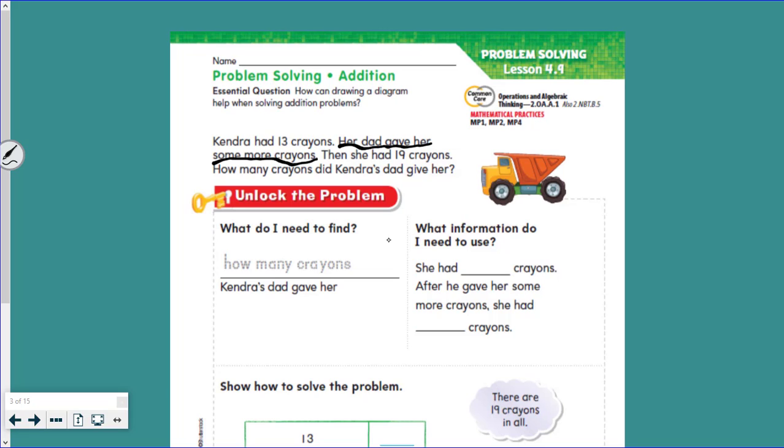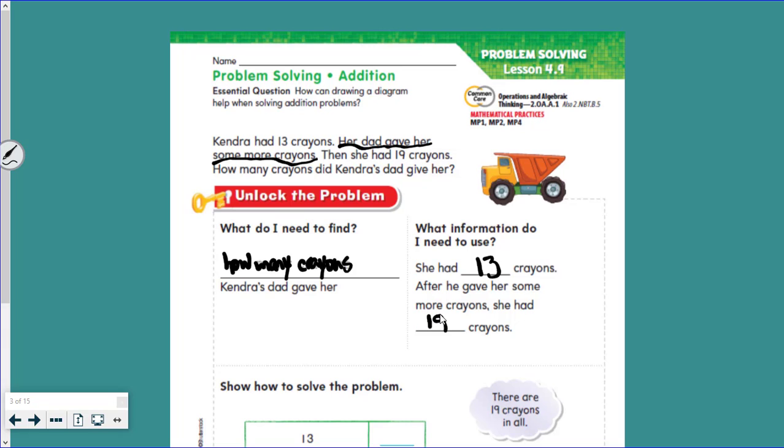Okay, so here's the thing. We're going to unlock the problem. It says, what do I need to find? I need to find how many crayons Kendra's dad gave her. So let's go ahead and trace the words, how many crayons. You can pause your video to do that. What information do I need to use? She had blank crayons. After he gave her some more crayons, she had blank crayons. So she had 13 crayons, so we're going to write 13 in the blank. And then after he gave her some more crayons, she had 19 crayons. So we're going to write 19 on this blank.